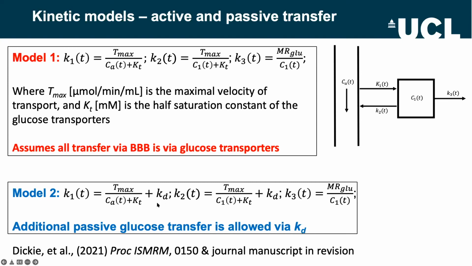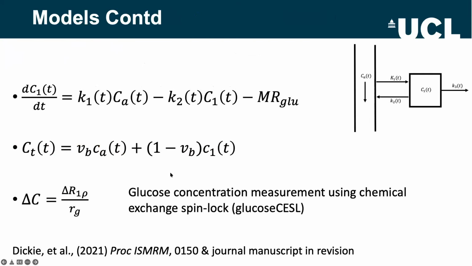But of course, the blood-brain barrier is sometimes disrupted, and if those tight junctions that I mentioned right at the beginning are opened, then the glucose can leak out through other mechanisms. It doesn't have to be actively transported. It can diffuse out of the blood pool as well. And so this second model that we evaluated has an additional term on here, which we call KD, which is the passive diffusion of glucose in and out of the brain from the blood pool. And so this is what we're thinking might be a potential additional interesting marker of blood-brain barrier function.